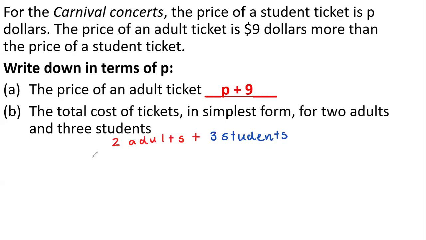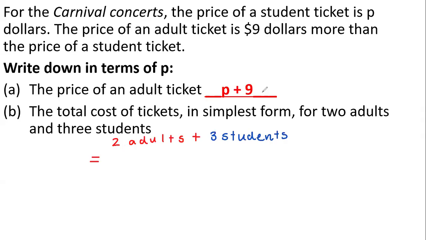What is adult gonna be equal to? We already know that 1 adult is P plus 9. So what is gonna be 2 adults? I don't want the final answer. I just want 2 adults. What is going to be the cost for 2 adults? We know 1 adult is P plus 9. So what is going to be for 2 adults? Nope.